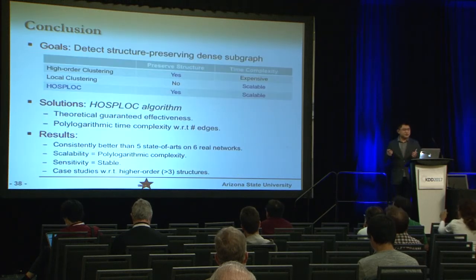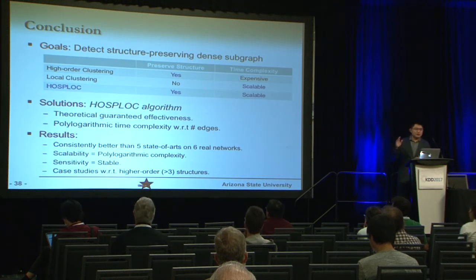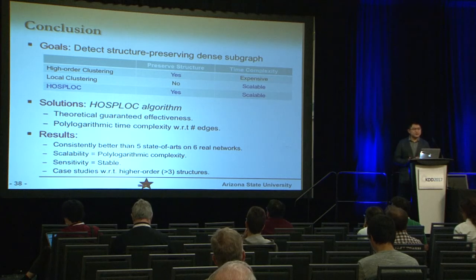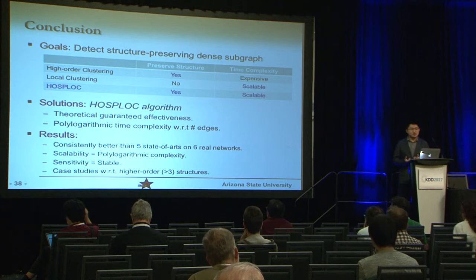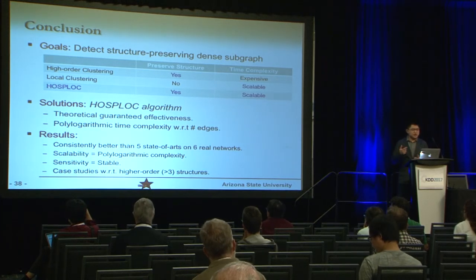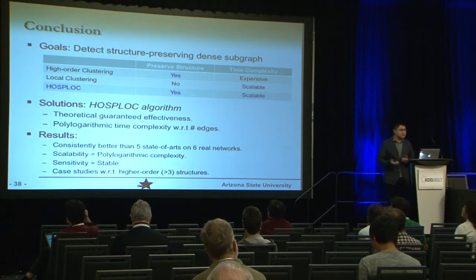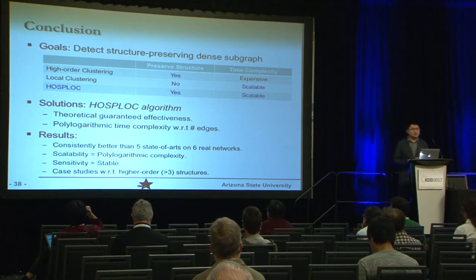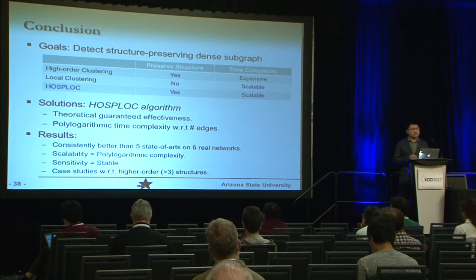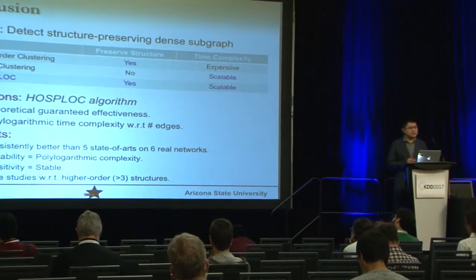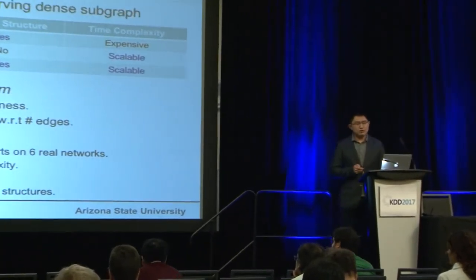Now I'd like to conclude this paper. Our selling point is, first, we conduct high-order random walks, and our algorithm is also scalable to large networks. In our paper, we also show some theoretical bounds regarding effectiveness and efficiency. And at last, we show a lot of experiments, case studies, and parameter analysis of our proposed algorithm.